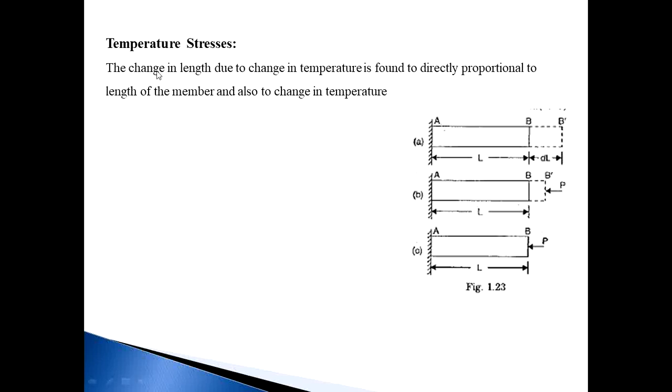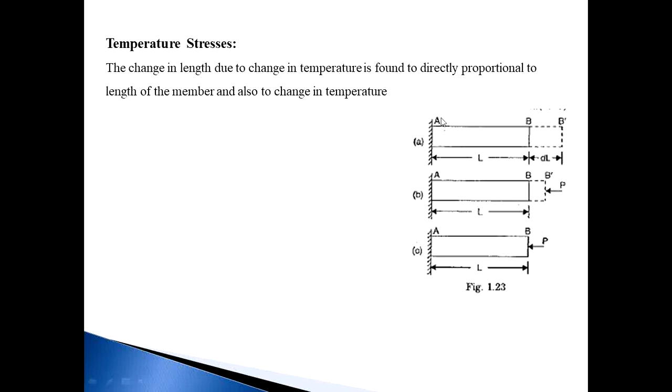The definition of temperature stress: the change in length due to change in temperature is found to be directly proportional to the length of the member and also to the change in temperature. Means this depends upon the length of the member and the heating temperature. If the temperature rises, the length of the material increases, and if the temperature falls, the length reduces or contraction occurs.